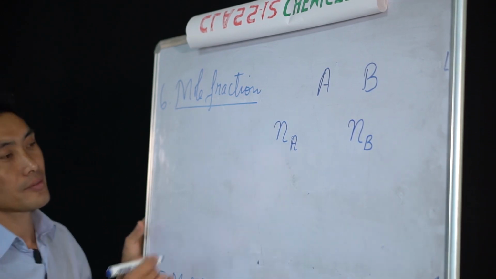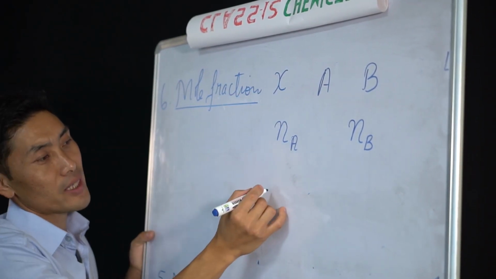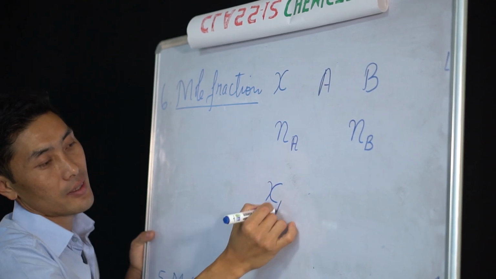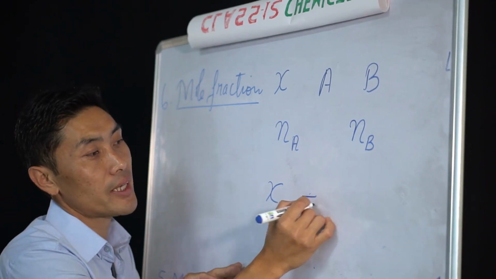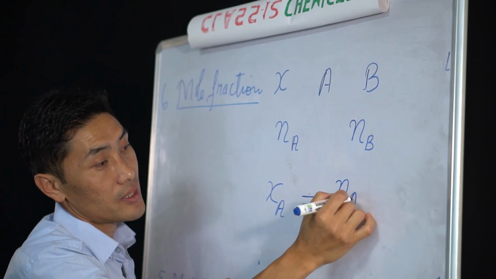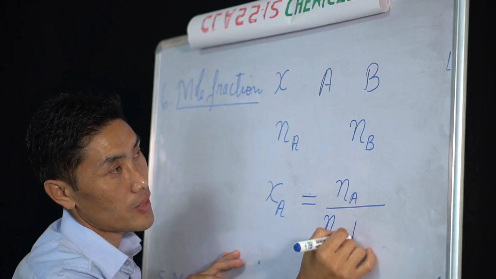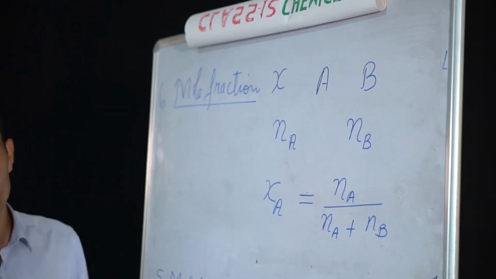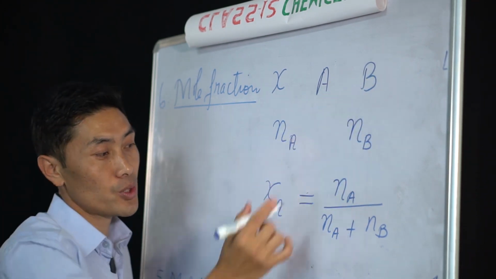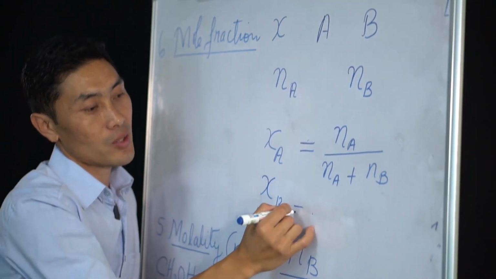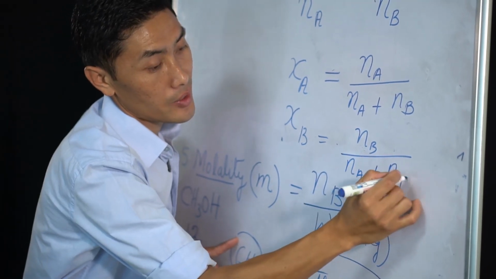The mole fraction is expressed by X. If we want to find the mole fraction of A, then mole fraction of A, that is XA, will be given by number of moles of A divided by number of moles of both the components, so Na plus Nb. Likewise, if we want to find the mole fraction of the component B in the solution, it will be given by Xb equal to Nb divided by Na plus Nb.